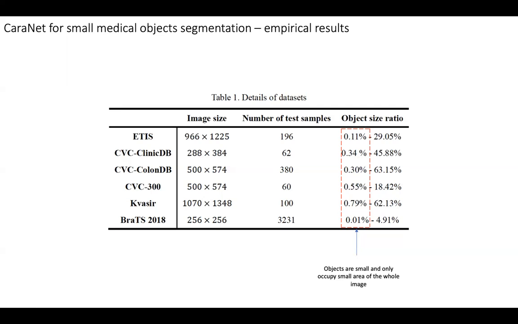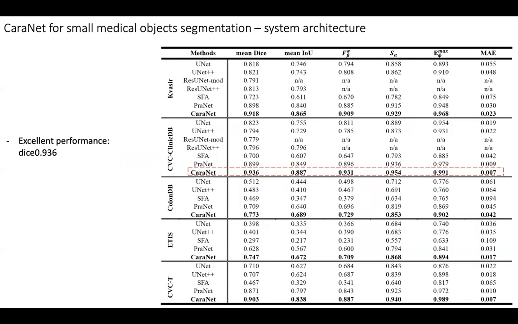Now about the quantitative performance, I think the performance is not bad for these different datasets. Especially for this particular set, it achieved really high performance, like 0.936. But for these other three datasets, it seems not that good. For this first dataset, it's also not bad, I think.